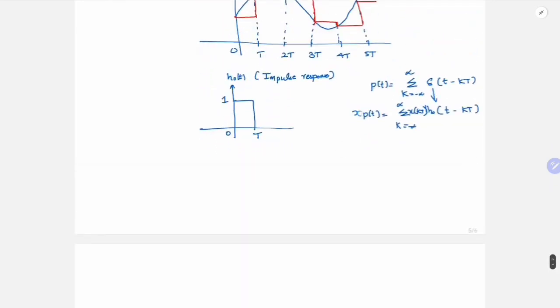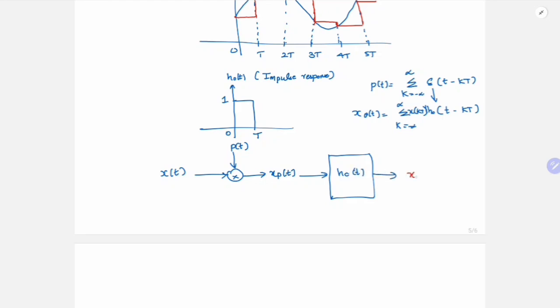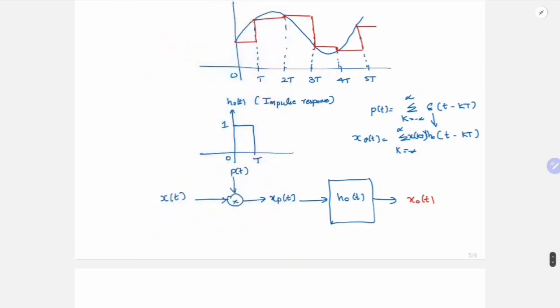So I can also name this as x0 of t. So I have x of t. I first multiply it with my p of t, which is my impulse train. I will get xp of t. Now I pass this xp of t through this h0 of t. And then I'll get this x0 of t, which is shown in red in this figure. So this is how you can mathematically represent this.